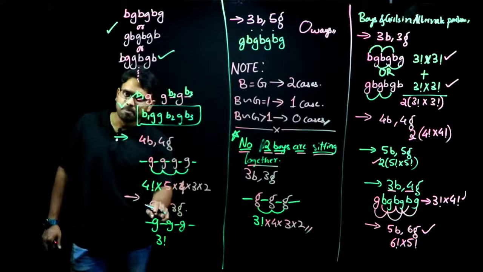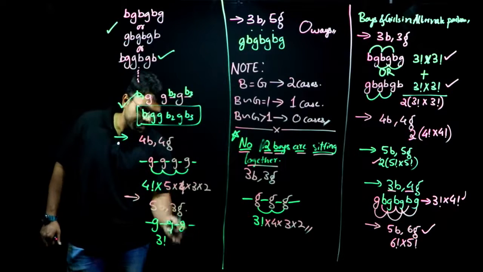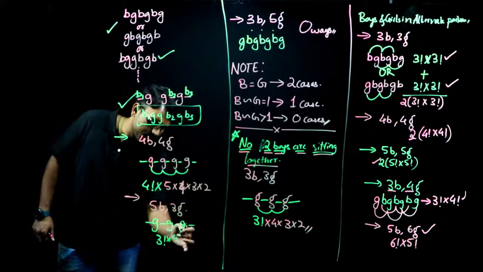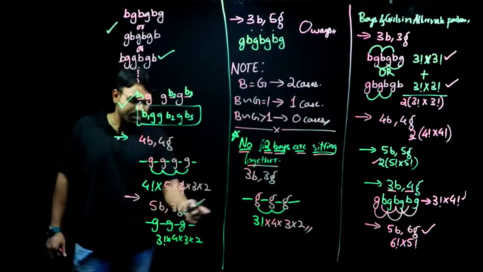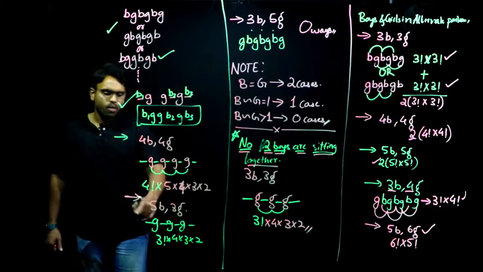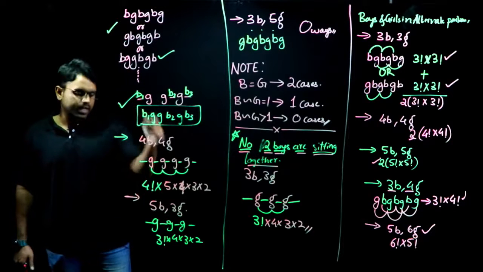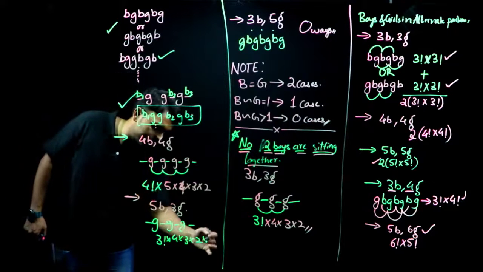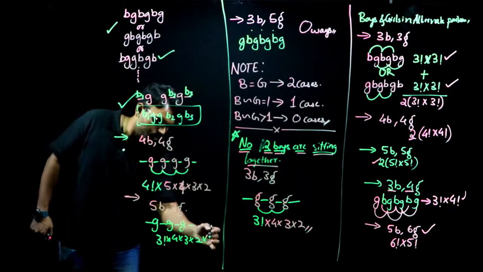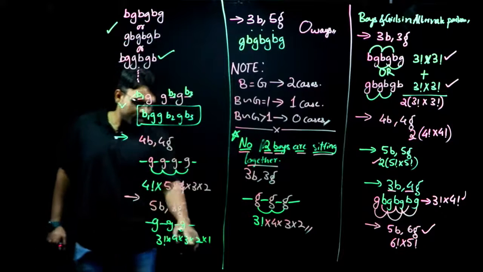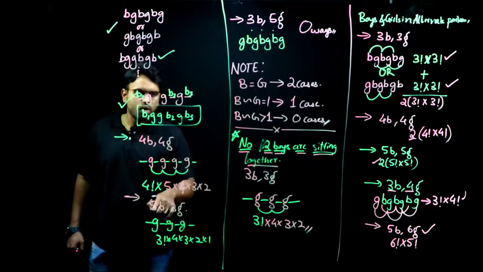Next, what will happen? When the first boy walks in, he can sit in 4. Next boy, 3. Next boy, 2. Next, spaces are full. Now what will happen? They'll start coming next to each other. Yes or no? 1 more is there, right? So how many boys are done? 1, 2, 3, 4. 4 boys are done.